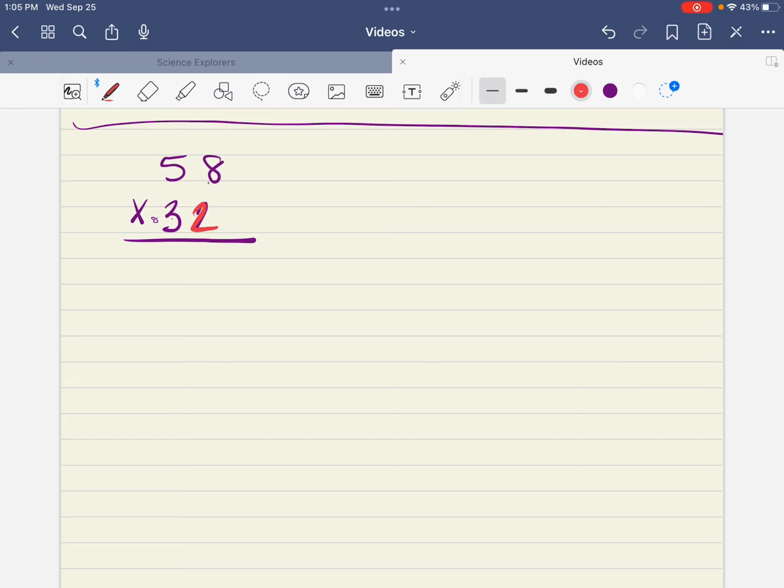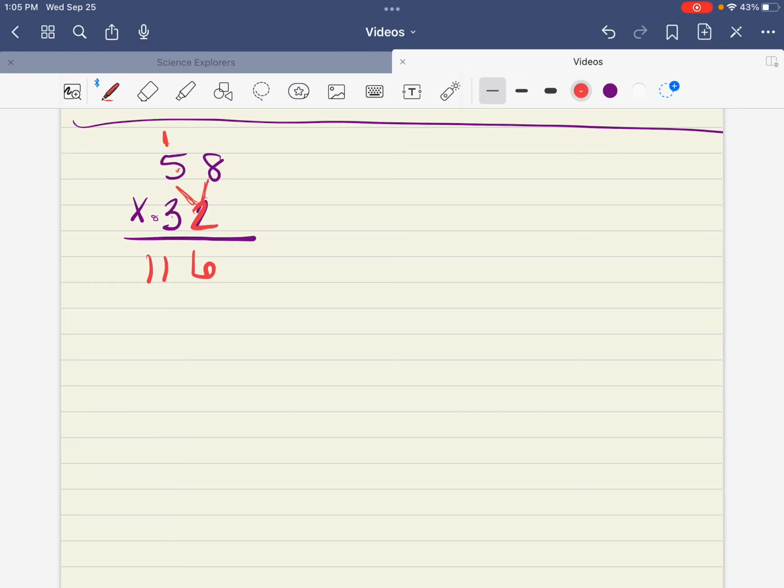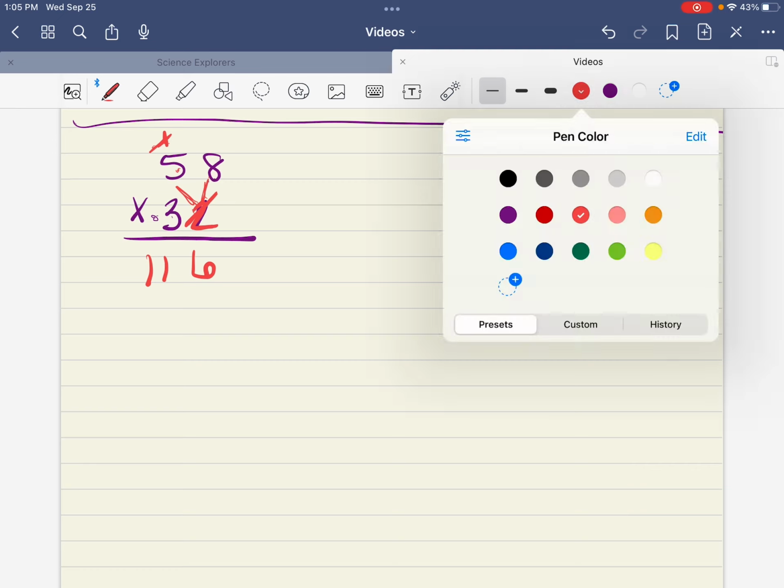So 2 times 8 is 16. I'm going to put my 6 and carry that 1 right there. Now I'm going to bring the 2 diagonal to the 5. So 2 times 5 is 10, plus this 1 that I carried, 11. A lot of people like to mark that out and then mark out that carry, so you don't get it confused with anything else. Let's go to blue this time.